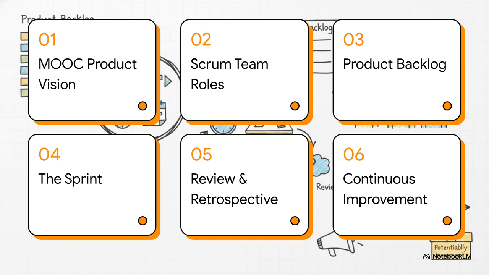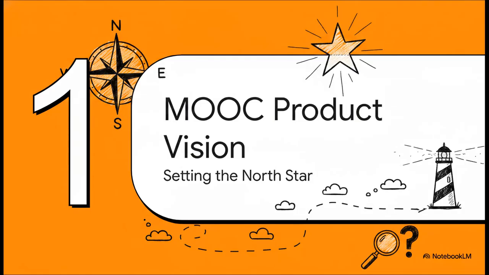Here's our roadmap for the day. We're covering 1. The MOOC product vision, 2. Scrum team roles, 3. Building out that product backlog, 4. Planning and actually living the sprint, 5. The sprint review and retrospective, and 6. Wrapping it all up with a cycle of continuous improvement. Let's get to it. Starting with Section 1, the MOOC product vision, or as I like to call it, setting the North Star.